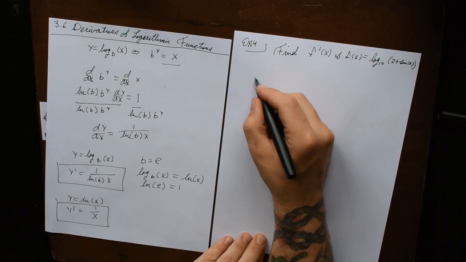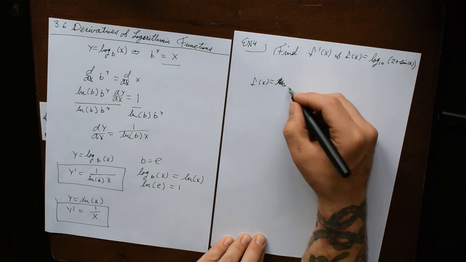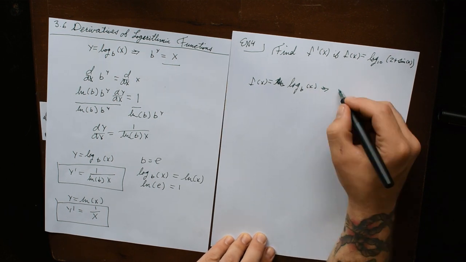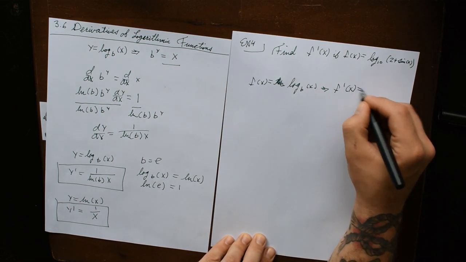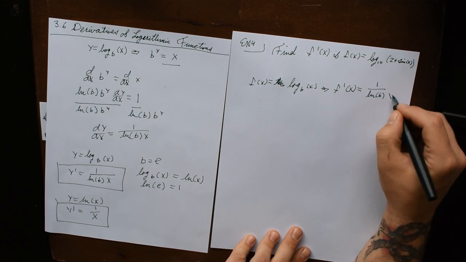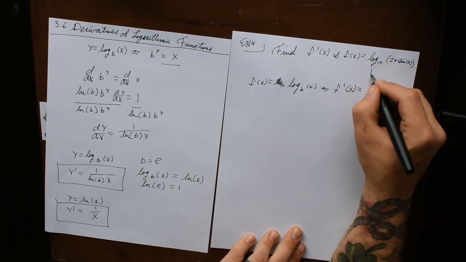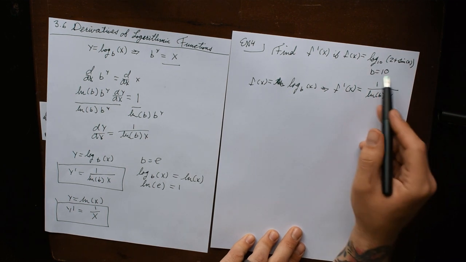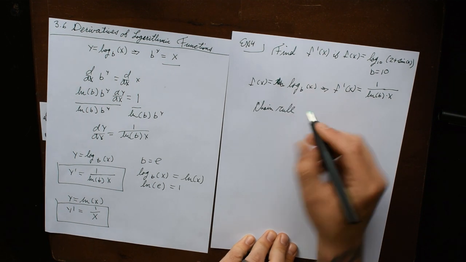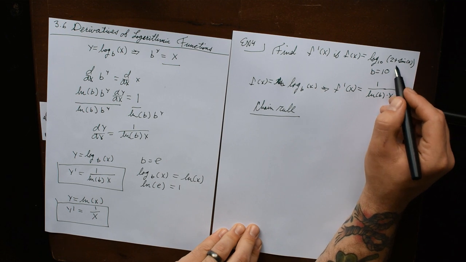Well, we know that if f of x is equal to the log base b of x, then f prime of x is equal to 1 over the natural log of b times x. In this problem, we have b being equal to 10, but we're going to have to use a chain rule. We have to use a chain rule because we have this 2 plus the sine of x floating around.